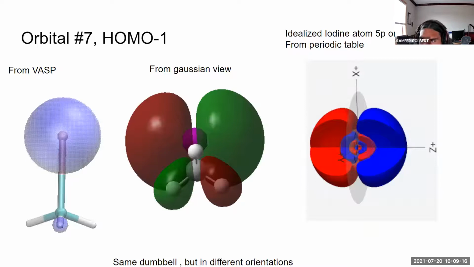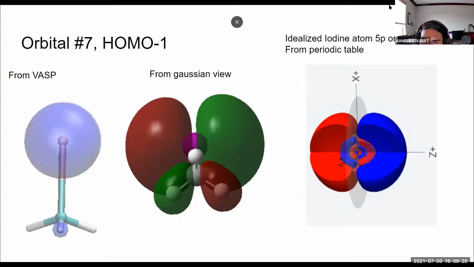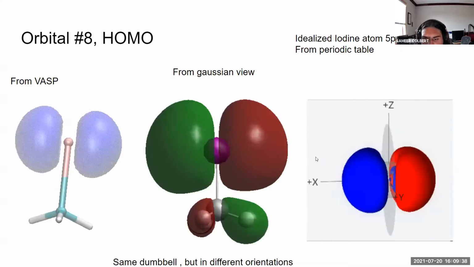HOMO minus 1, the top part, as is better seen in the VASP view, more especially on the next slide, is very similar to the idealized atom 5p orbital that we can see in the periodic table. And as you can see, both of these show the same dumbbell but in different orientation.